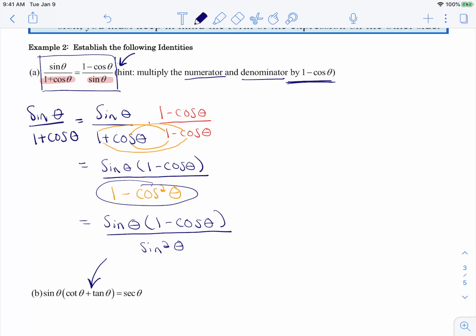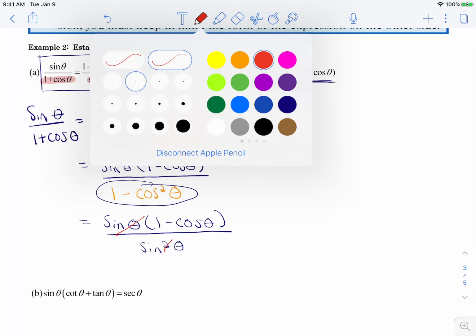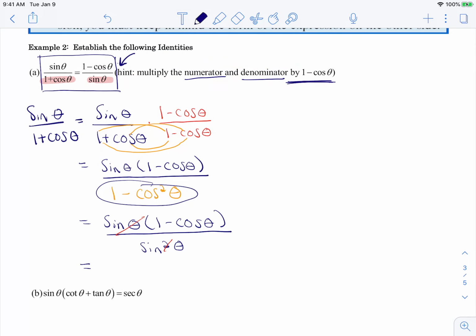And this is where more of your algebra skills come in. If you have 1 sine in the numerator and sine squared in the denominator, you can reduce one of those out. So you end up getting 1 minus cosine theta over sine theta.